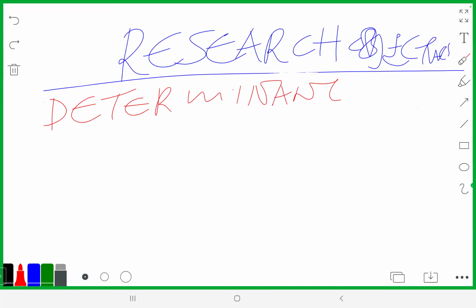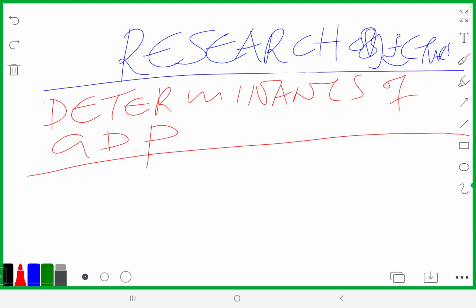The research topic that I am giving is this one. We want to look at the determinants of what? Of GDP, gross domestic product. Just for an example. You want to research about the determinants of GDP. What determines GDP? So, what determines GDP? This is also general.